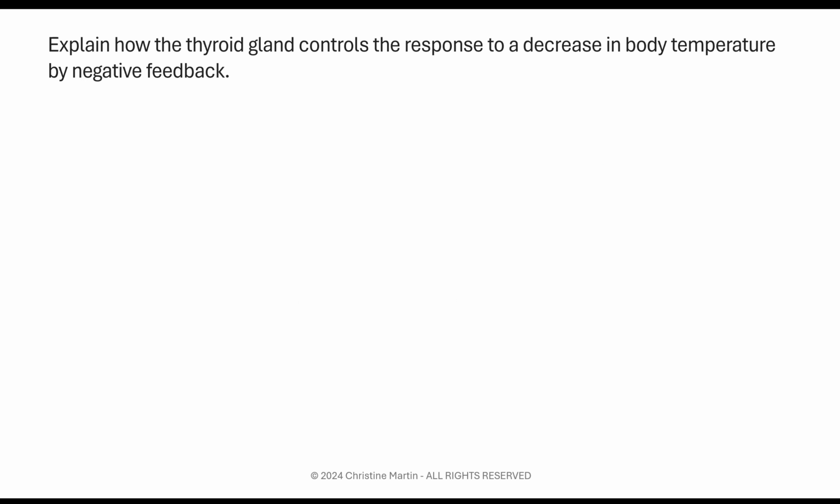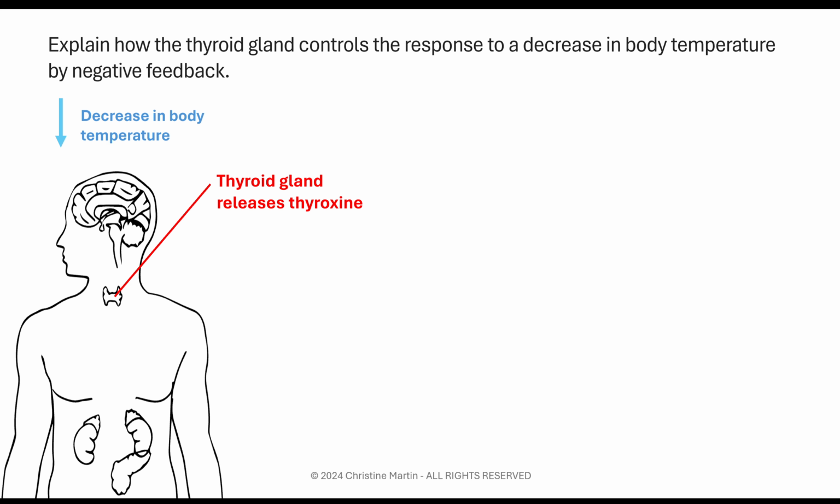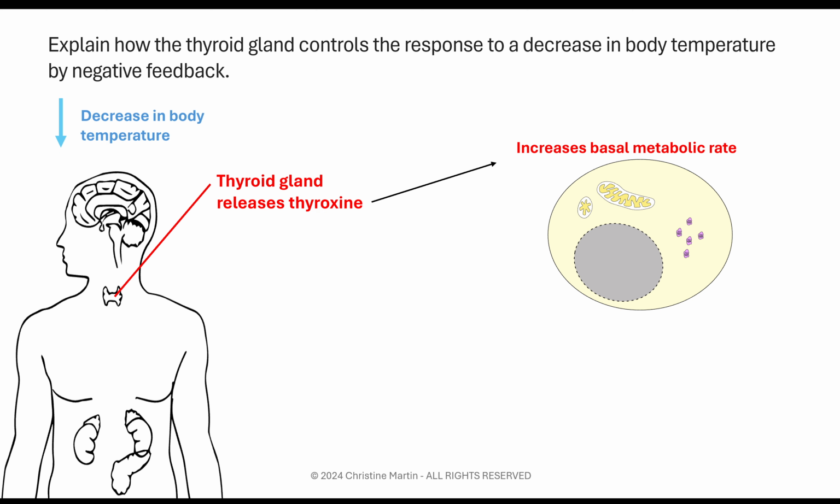Or what they might do is give a question like this: explain how the thyroid gland controls the response to a decrease in body temperature by negative feedback. If that's what they're asking, they're expecting you to know that the decrease in body temperature is going to have an effect on the thyroid gland and therefore the effect on the release of thyroxine. Now, what did thyroxine do again? It increased the basal metabolic rate. When you increase the metabolic rate, you are going to increase the amount of energy that is released. That will therefore increase the body temperature.